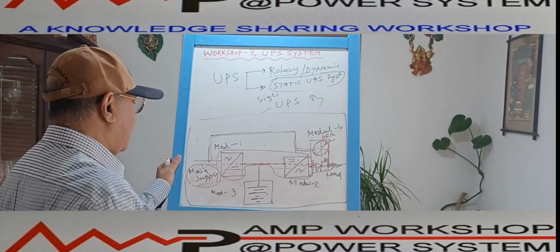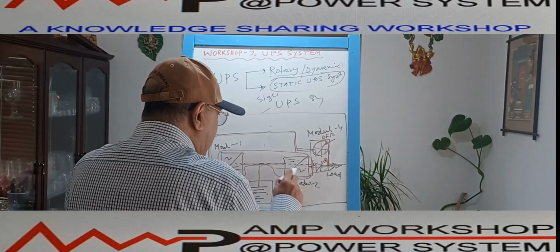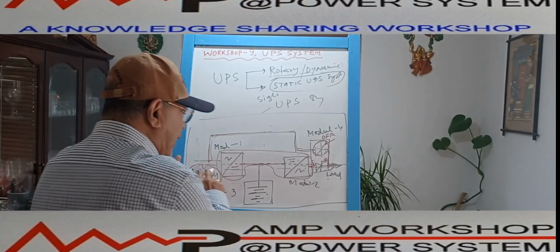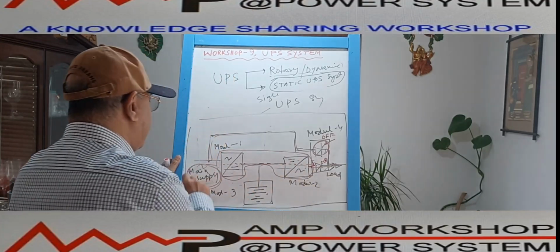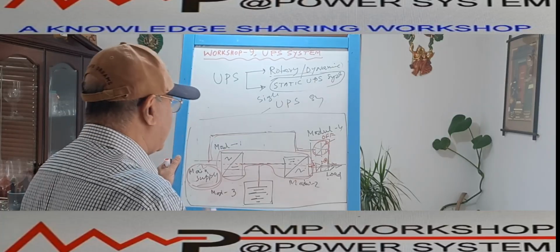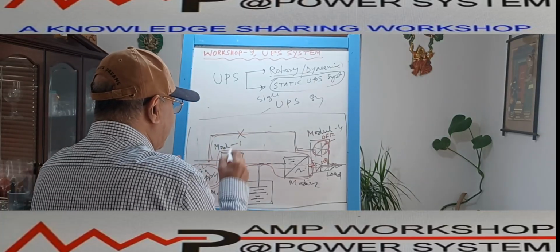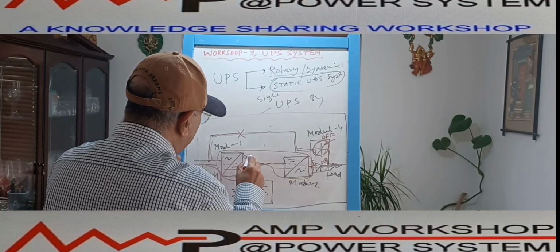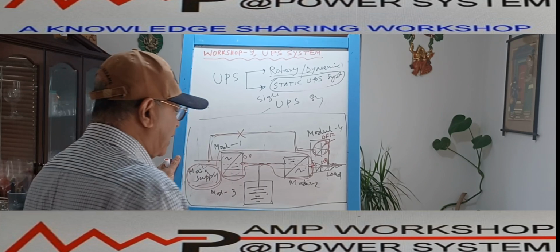Now it may happen that instead of UPS failure, main supply fails. When it is running from this UPS system, suddenly main supply fails. If the main supply fails, then what is happening? This is not available, and this rectification is not possible because this is off. When the main supply fails, what is happening at that time?